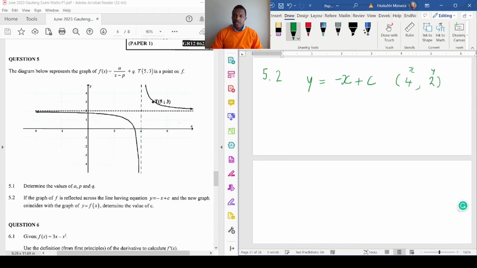And then all that's left for us is just to substitute these. Where there's a y, I put a 2 is equal to minus. Where there's an x, I put a 4 plus c. Therefore, if I do some mathematical gymnastics, taking the 4 to the other side, let it jump, it becomes positive. It's 2 plus 4, which is equal to 6. And that, ladies and gentlemen, is our final answer.